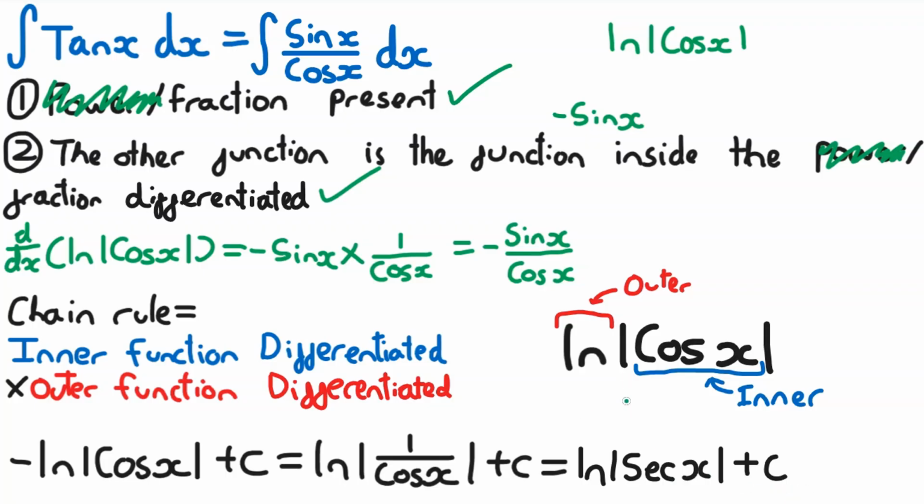So I think this is quite a nice example, because when you first look at it, it doesn't look like you can use the reverse chain rule on it, but you need to rewrite it as sin x over cos x.